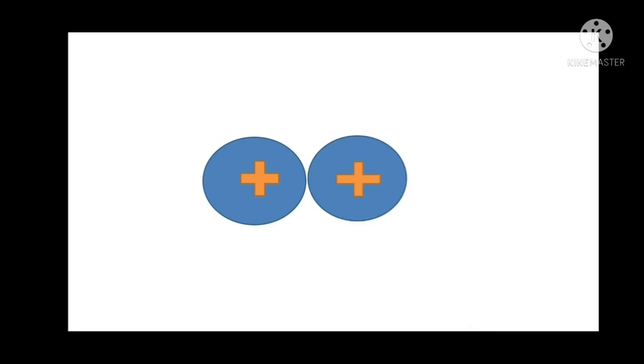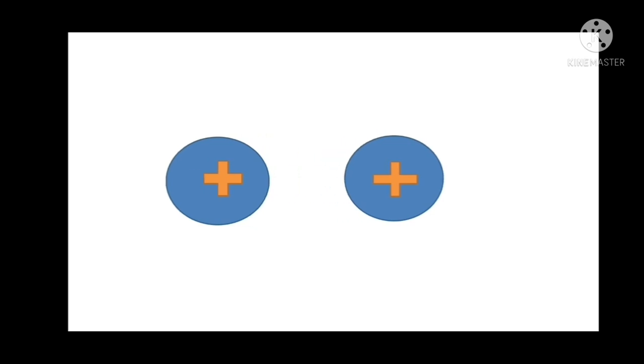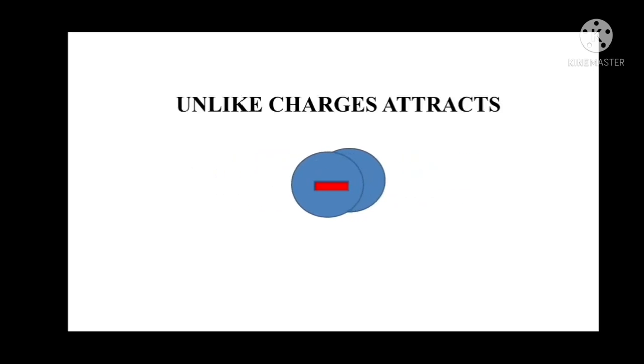When two positive charges come close together, they repel each other because like charges repel. When one positive and one negative charge come close together, they attract each other because unlike charges attract.